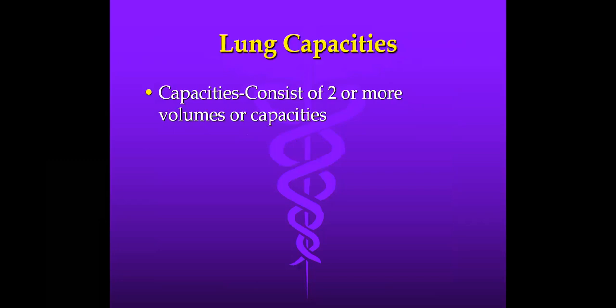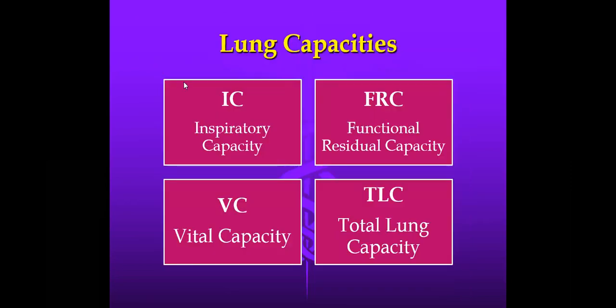Now we get into the capacities. Capacities consist of two or more volumes or capacities. This is when you start adding some things. You've got IC, FRC, VC, and TLC. Go back and look at that lecture where I had the box on the wall, the spirogram, and I had my folder covering parts up. I said, if I do FRC minus the RV, what's left? If I do inspiratory capacity and take away the tidal volume, what's left will be IRV. That's how you help yourself subtract and add these different quantities. Know how to do that, I promise you.